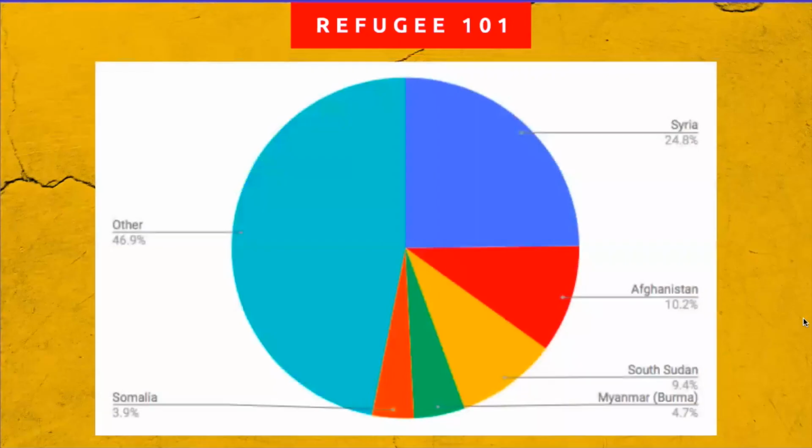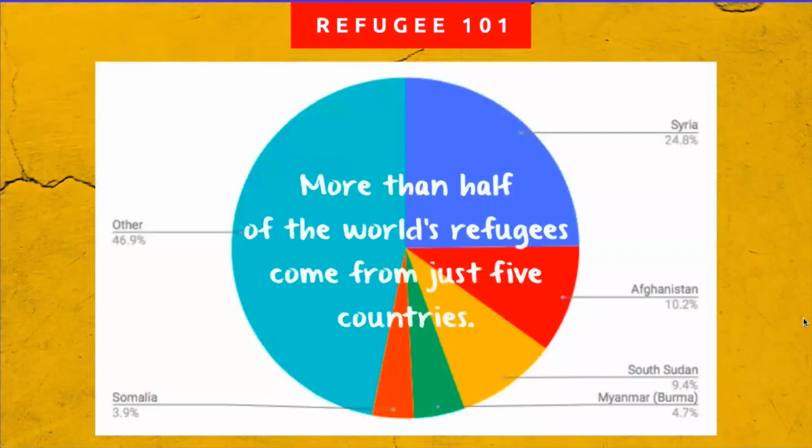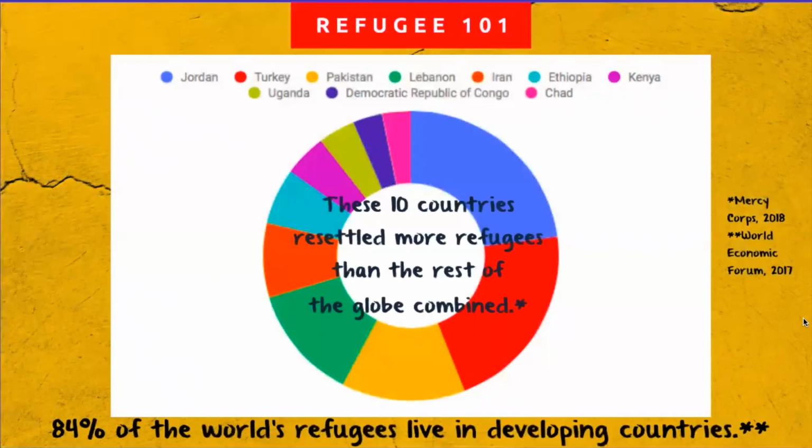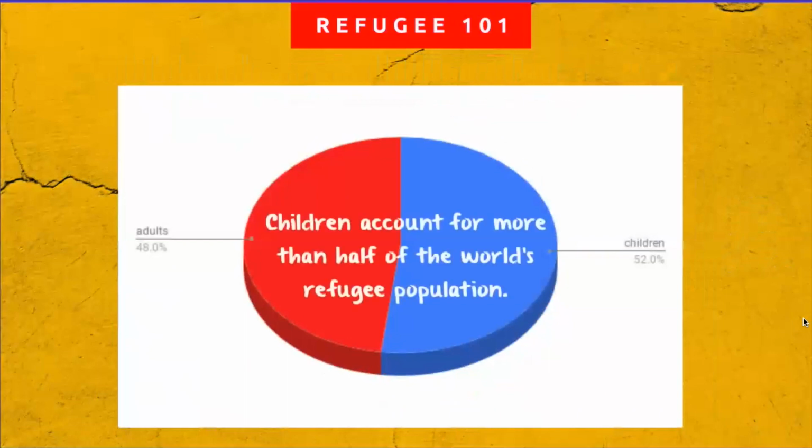More than half of the world's current refugee population originated from just 5 countries: Somalia, Syria, Afghanistan, South Sudan, and Myanmar, Burma. The vast majority of the world's refugees are hosted by developing countries. In fact, these 10 countries resettled more refugees than the rest of the globe combined. Sadly, more than half of the world's refugees are children.